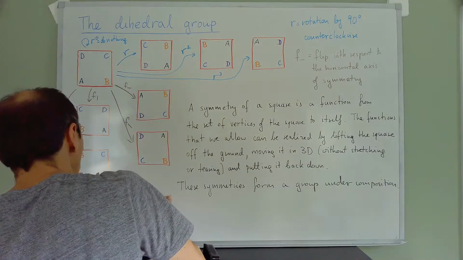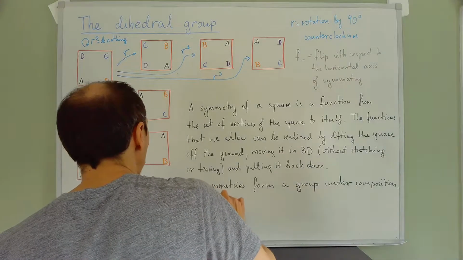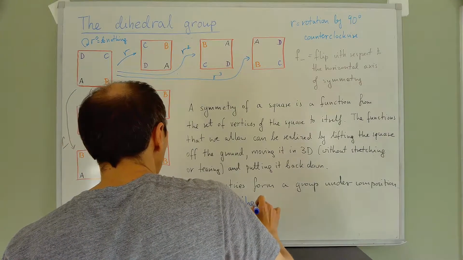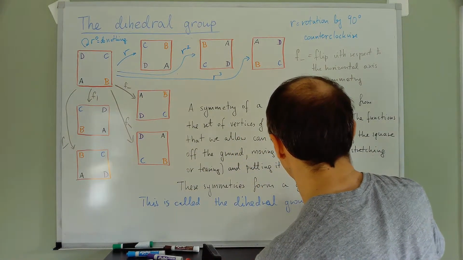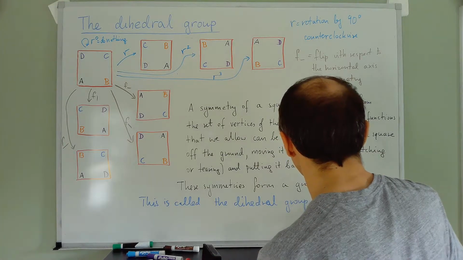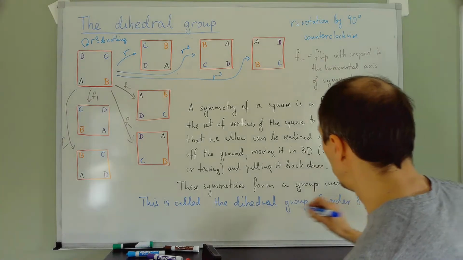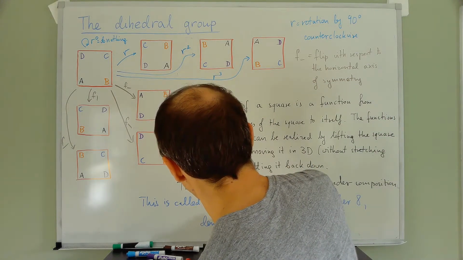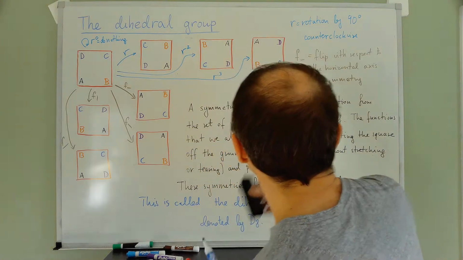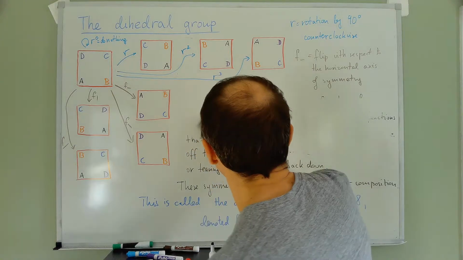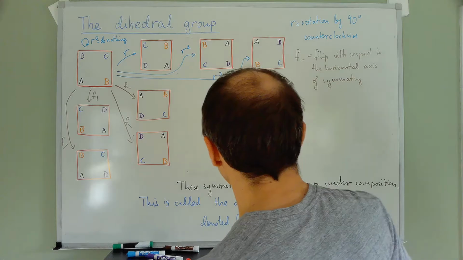This is called the dihedral group, the dihedral group of order 8. Of order 8 because it has 8 elements, denoted by D8. All right, so let's now list the elements of that group. So what is in D8?